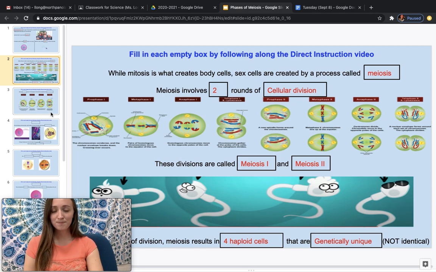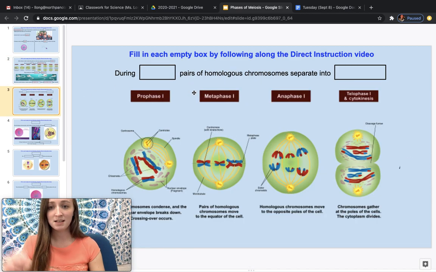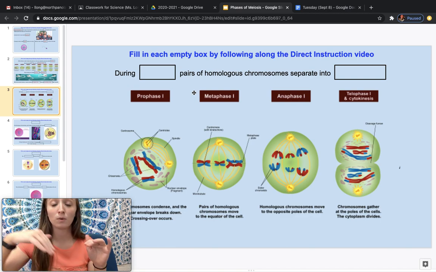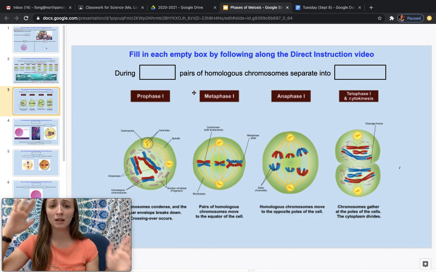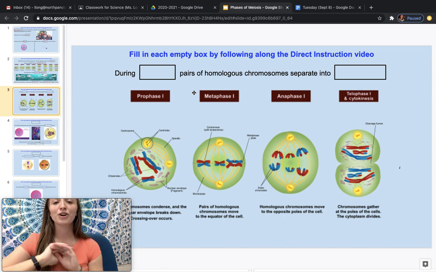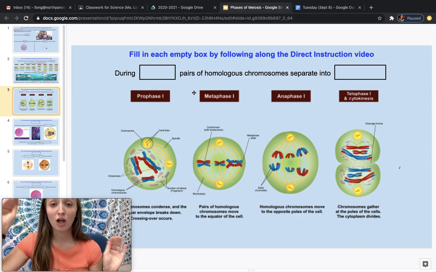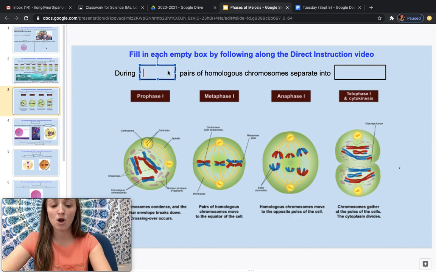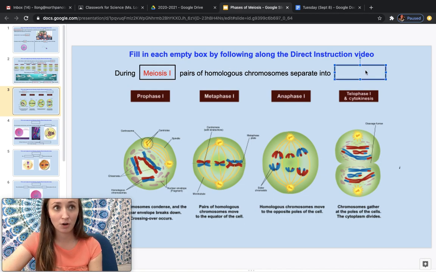Okay. Let's get into what these actual phases look like. Before we even start, you're probably thinking, oh my gosh, this is twice as long as mitosis, and mitosis was difficult enough. Fear not. They actually look a lot similar to the phases in mitosis. We even give them the same names because a lot of the same things are happening. The first round, remember, is meiosis 1. During meiosis 1, those pairs of homologous chromosomes are going to separate into 2 new cells.